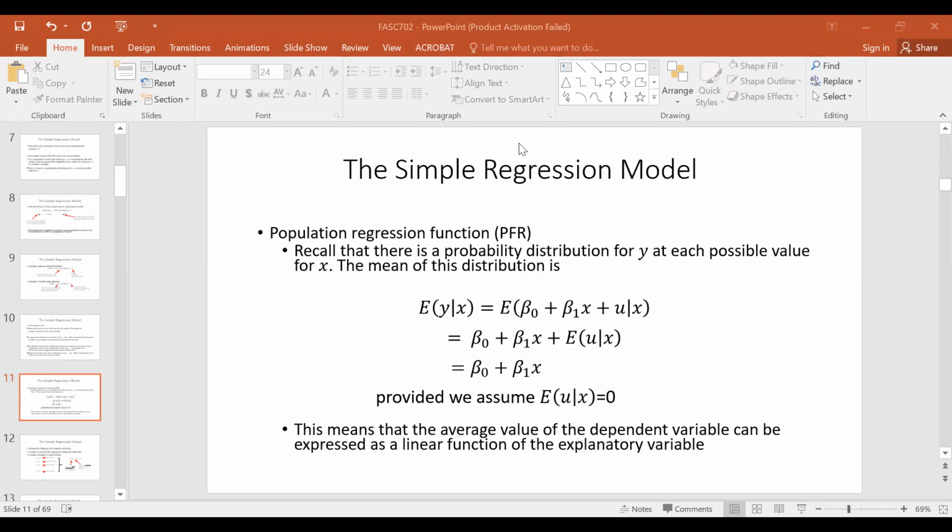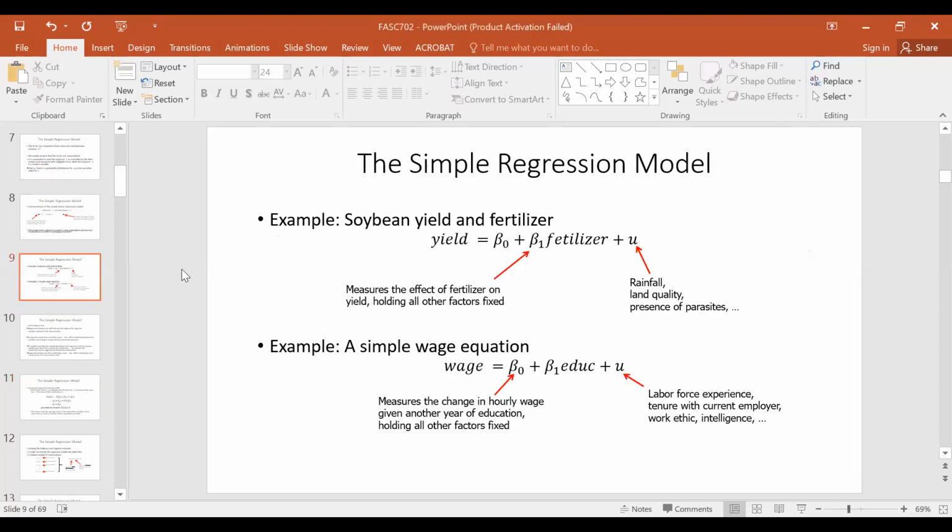Please, Doc, my question is, we were comparing the simple regression model with the equation of a straight line, which is y equals mx plus c. So my question is, how is it different from the simple regression model? Because that one has another term, the u, which is the error. So this is a simple regression with an error term.